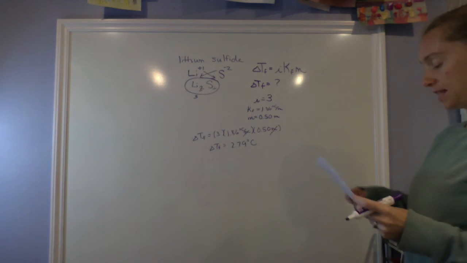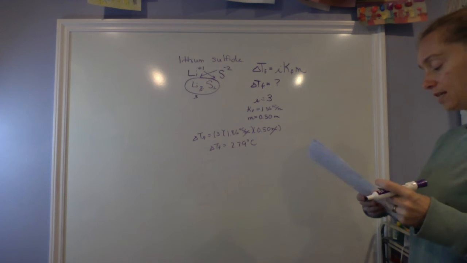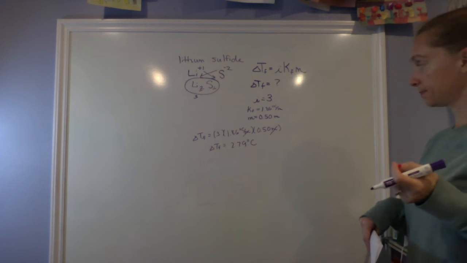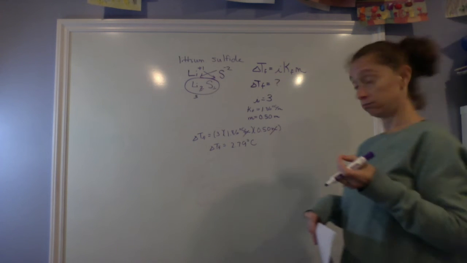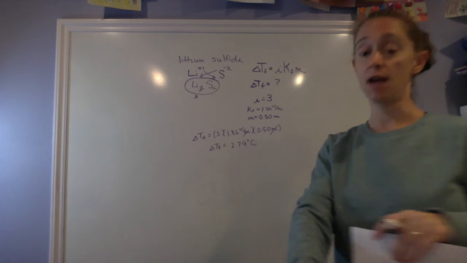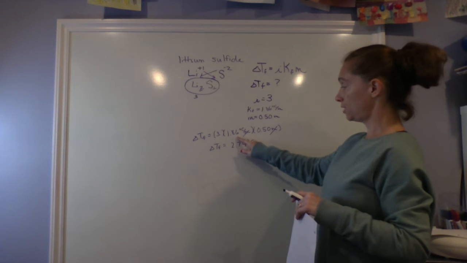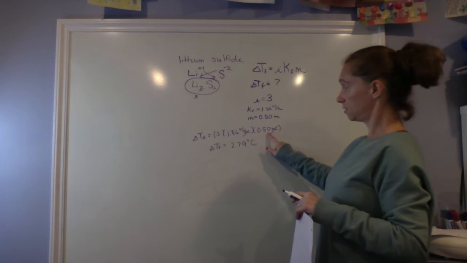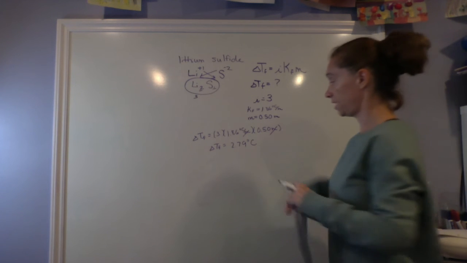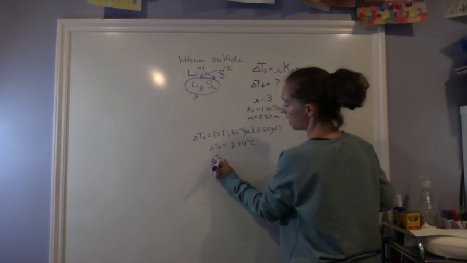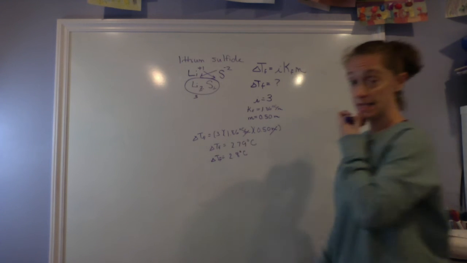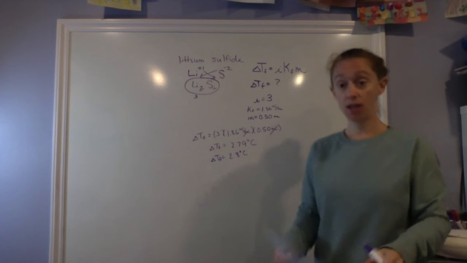Okay, so looking at this, is that going to be your answer? Should I say it's 2.79? Well, let's look at this. The 3 is a counted number, so we don't count it. Here's 3 sig figs, here is 2 sig figs. If we're multiplying, we need to make sure our answer has 2 sig figs. So delta TF equals 2.8 degrees Celsius. Now that's just the change in freezing point.